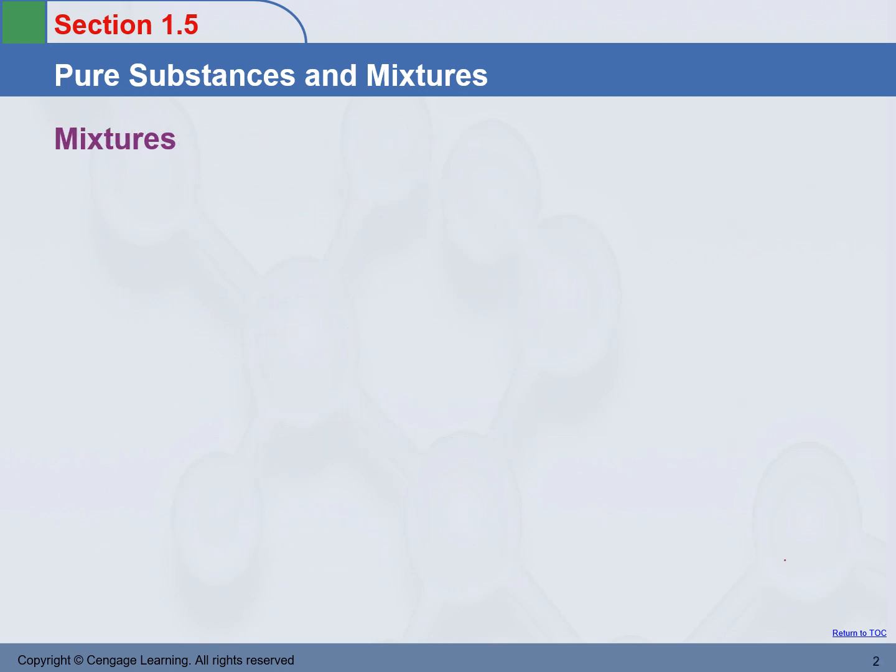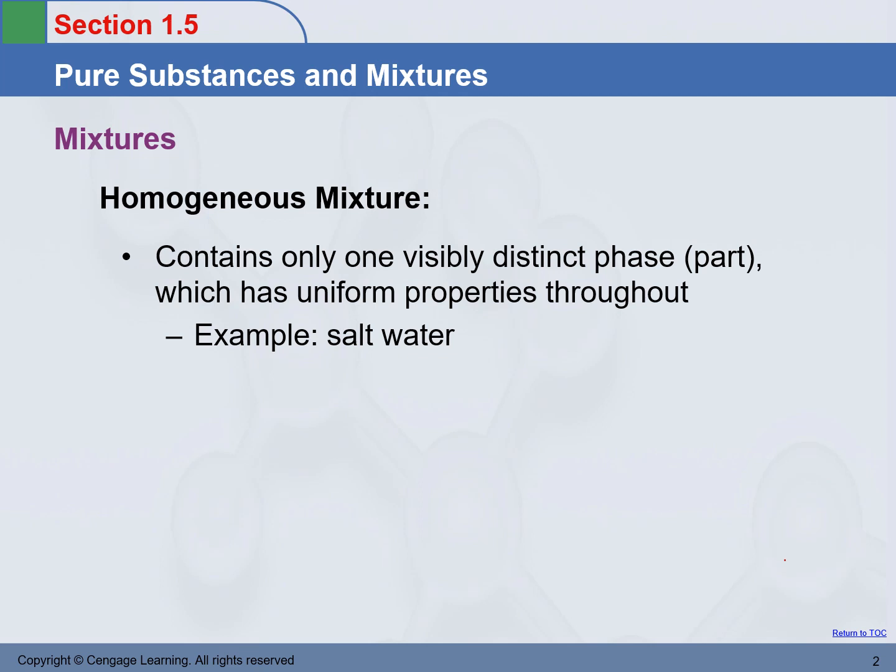Now let's focus on the mixtures. There are actually two kinds of mixtures. The first kind is called a homogeneous mixture. A homogeneous mixture contains only one visibly distinct phase. When you look at it, it is uniform, evenly distributed throughout. So usually you cannot tell by looking at it if it is a mixture or a pure substance.